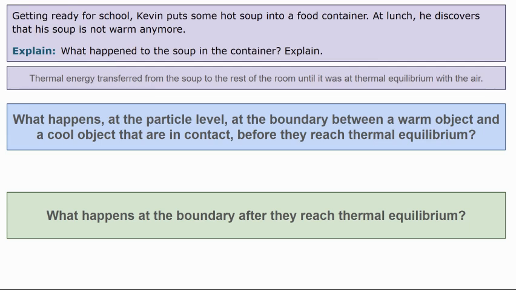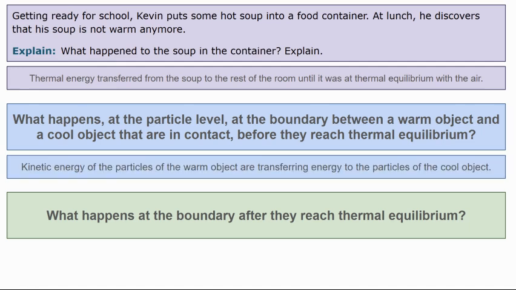the air. So until it was the same temperature as the air. What happens at the particle level at the boundary between a warm object and a cooler object that are in contact before they reach thermal equilibrium? Kinetic energy of the particles of the warm object are transferring energy to the particles of the cool object.